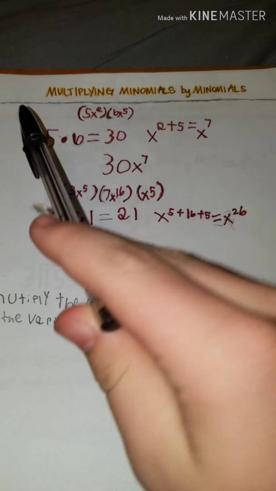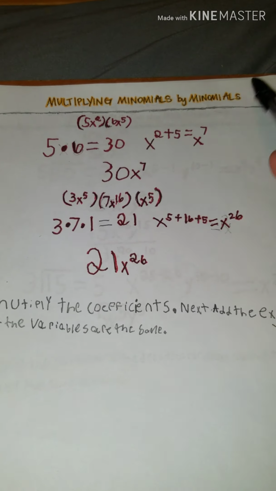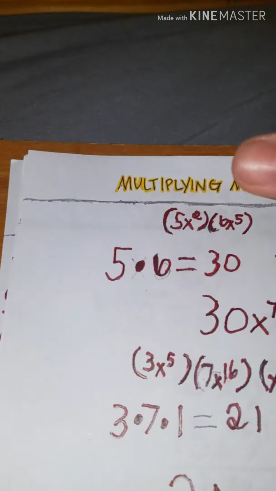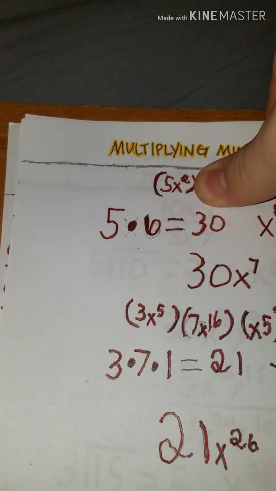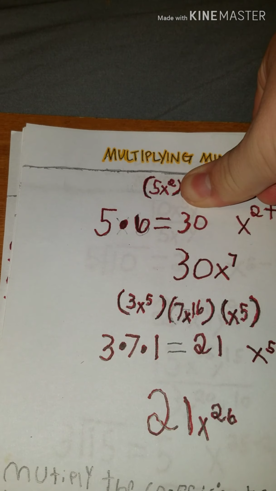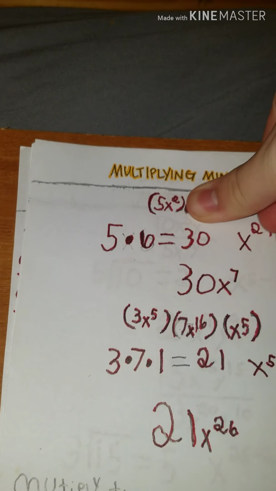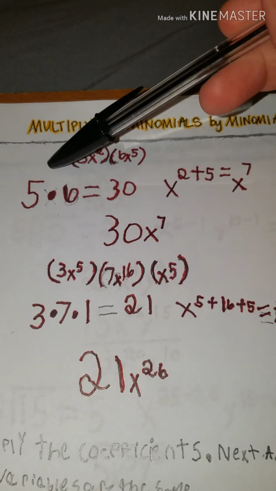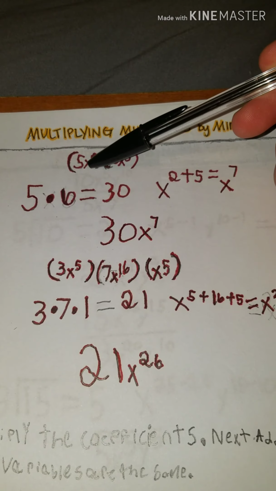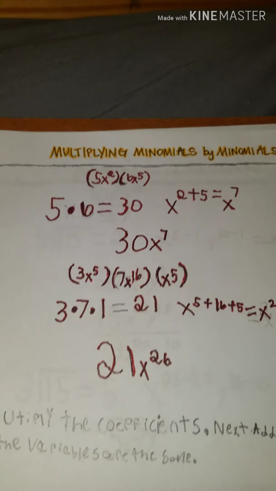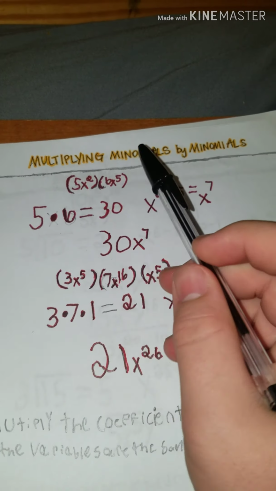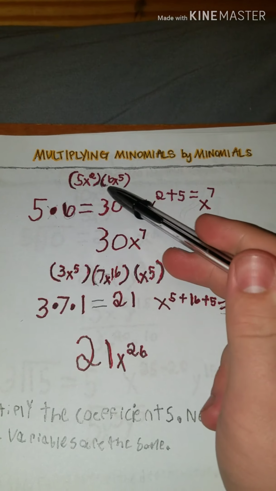We are going to discuss multiplying monomials by monomials. So a monomial is basically just a coefficient with a variable with an exponent. Okay? Now I'm going to discuss how to multiply a monomial by a monomial. So this is what it basically looks like, and this is the example we're going to be using. There's another one, but we're going to work on this one now.